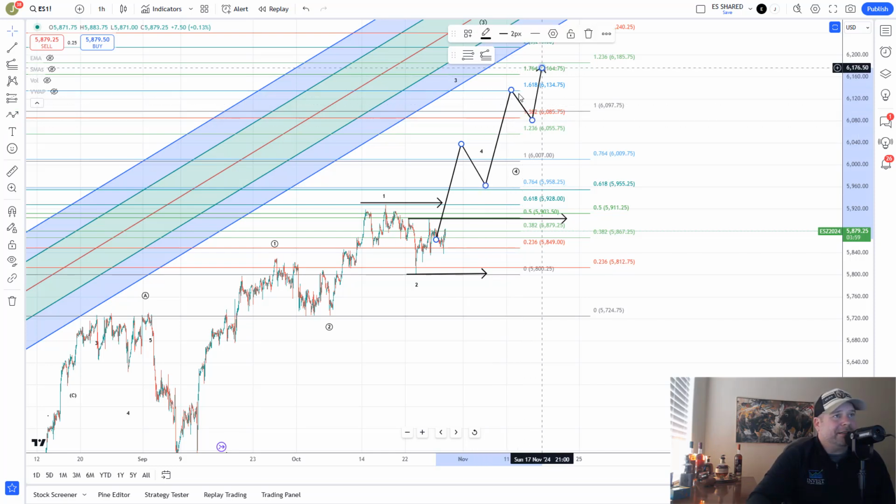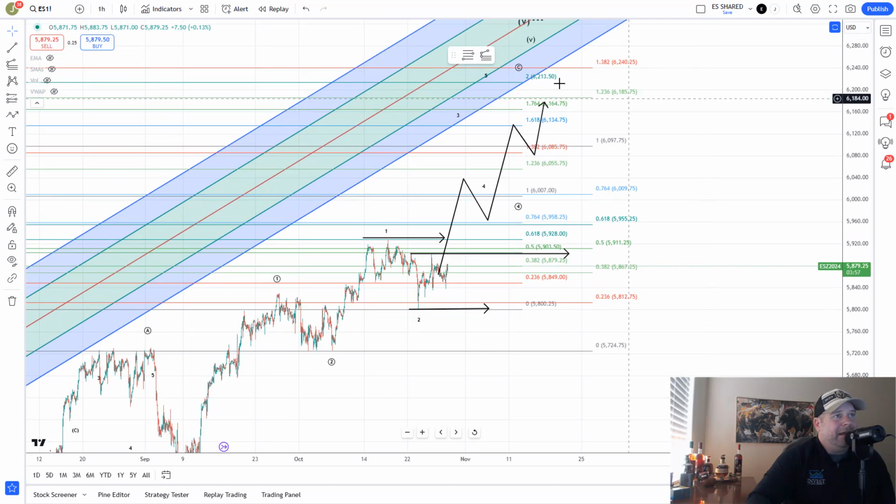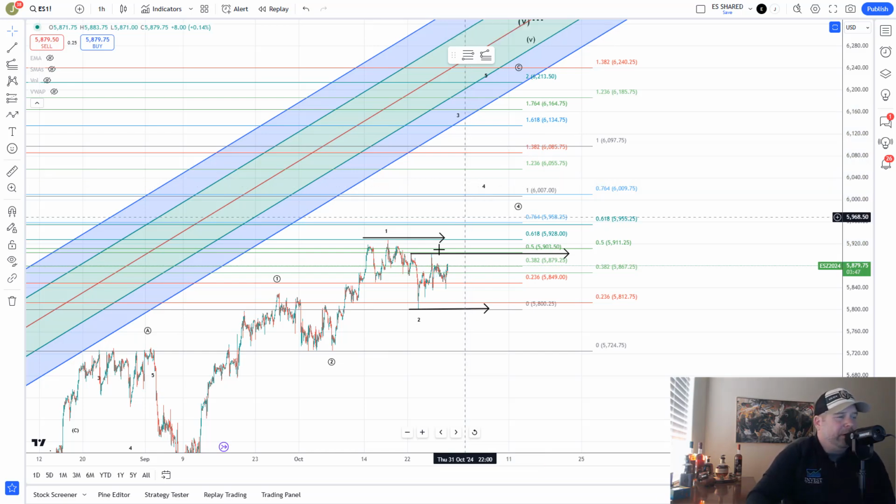From there, we would look for a pullback back into the 5,600 or 5,960 area, then another push, ultimately pushing us up to around the 6,200 area on the ES if they break out directly from here. So that would be what we'd be looking for overall from the move up, should they be able to take it to the upside.